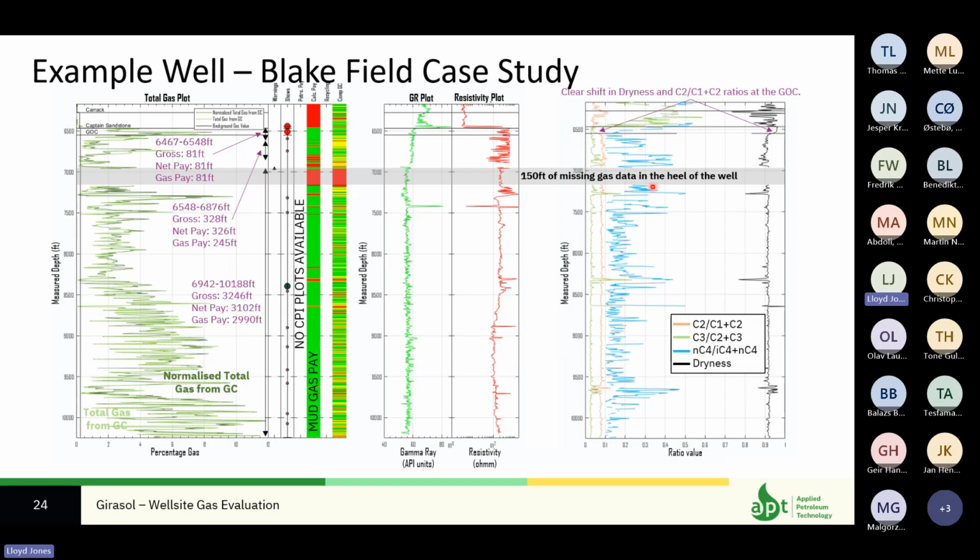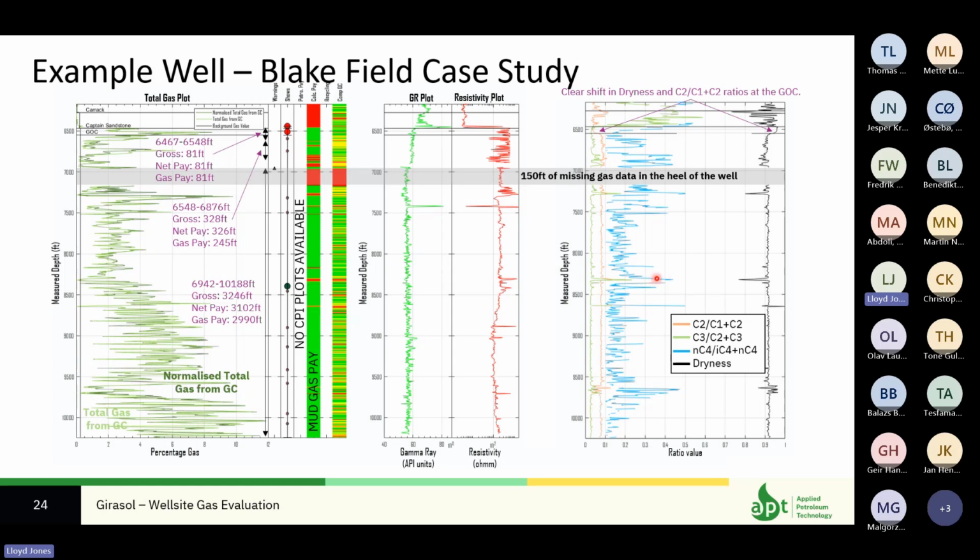The right-hand plot here, looking at the compositional ratios, again, we see a shift in dryness and C2 ratios at the contact. So we can clearly identify hydrocarbon contacts based on the gas data. But this is a nicer example of where we see this normal to isobutane ratio being a more telltale factor of biodegradation. And we can use zones where this NC4-IC4 ratio increases to identify zones where biodegradation is lower.